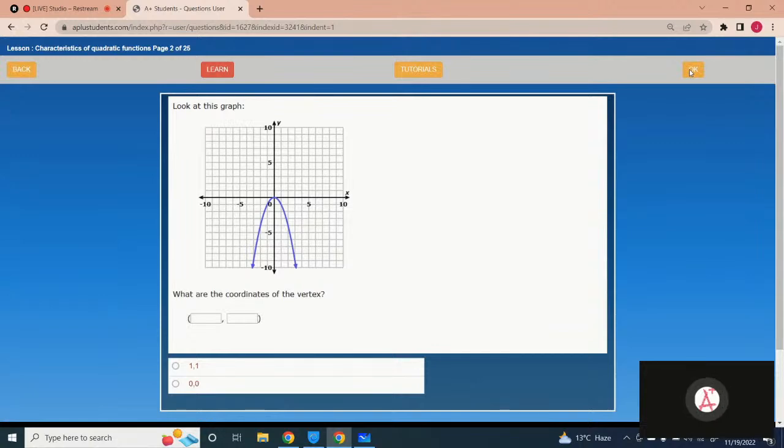Okay, look at the graph. What are the coordinates of the vertex? The vertex is always the highest point of the parabola. Got it? So the highest point of the parabola is this one, and this is the vertex. Very good. So it must be 0, 0. The vertex of the parabola is at 0, 0.